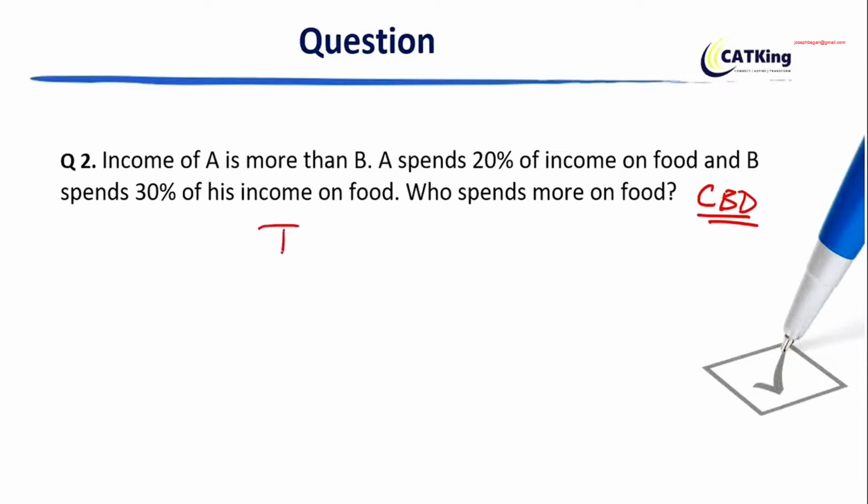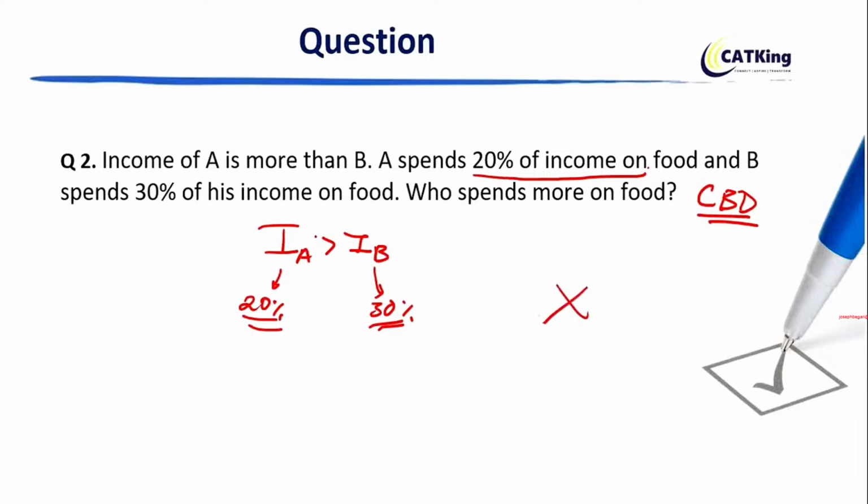Income of A is more than B, right? So income of A is greater than income of B. A spends 20% of his income on food and B spends 30% of his on food. Okay, fine. Who spends more on food? Can I tell this? No, I cannot. Why? Because income of A is greater than B, fine, but he is spending 20%. How much more? I don't know.